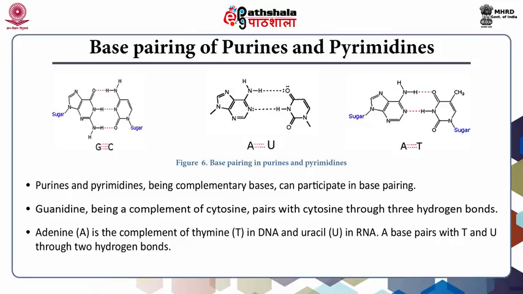Adenine is complementary to thymine. It pairs with thymine with 2 hydrogen bonds. The same adenine, in case of RNA, will pair with uracil. The pairing of these bases is shown in the figure which you can see.